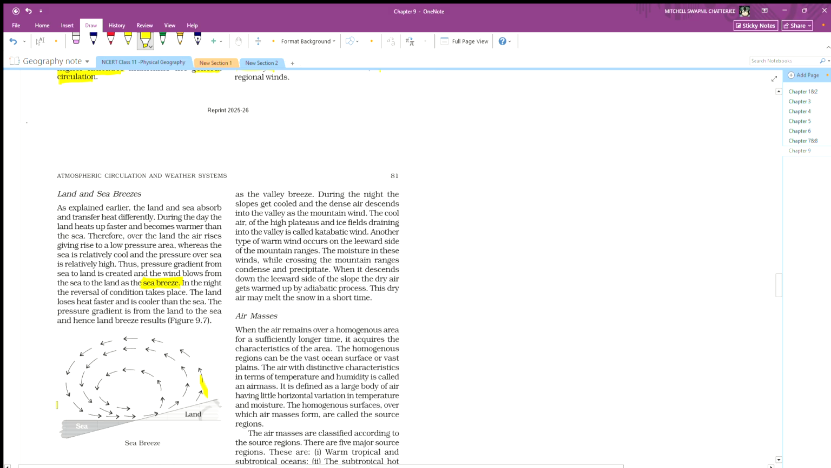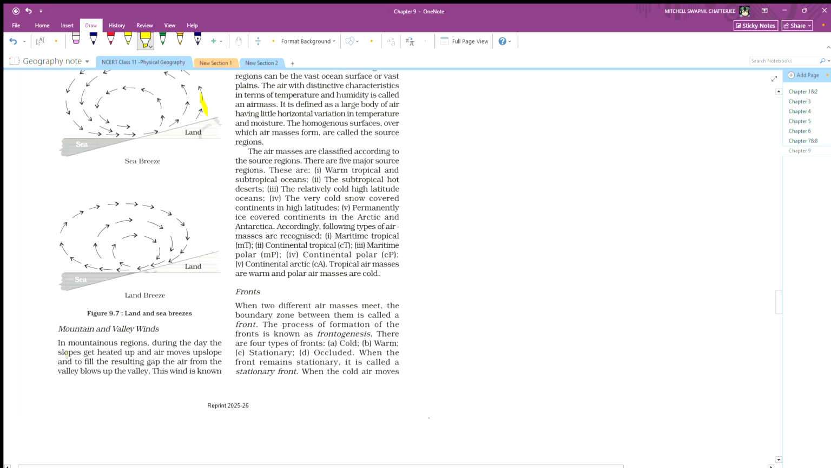So over the sea there is a low pressure area in the night time, and the land has a high pressure area. So the wind blows from high pressure to low pressure area. The air, the wind goes from land to sea, and it is known as the land breeze.